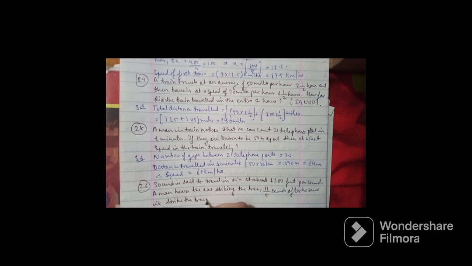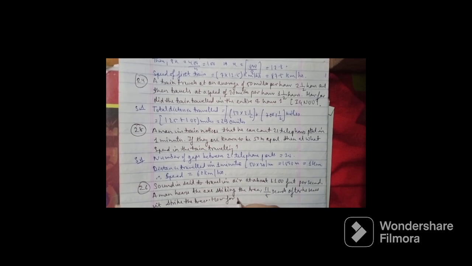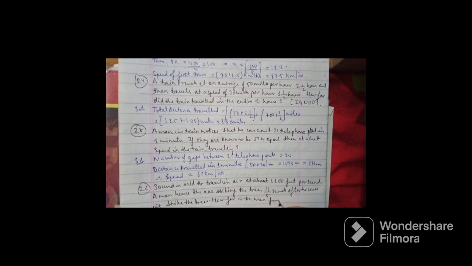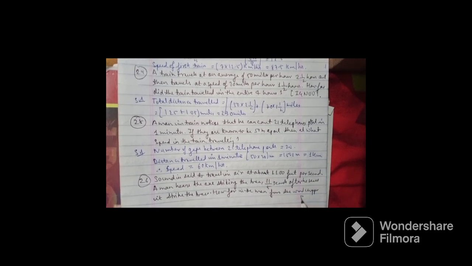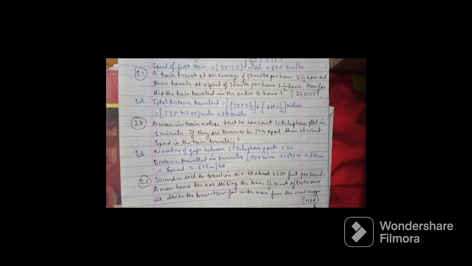How far is the man from the wood chopper? That has been asked in an MBA examination paper. Options were 2197 feet, 2420 feet, 2500 feet, and 2629 feet. So let's go for the same here.